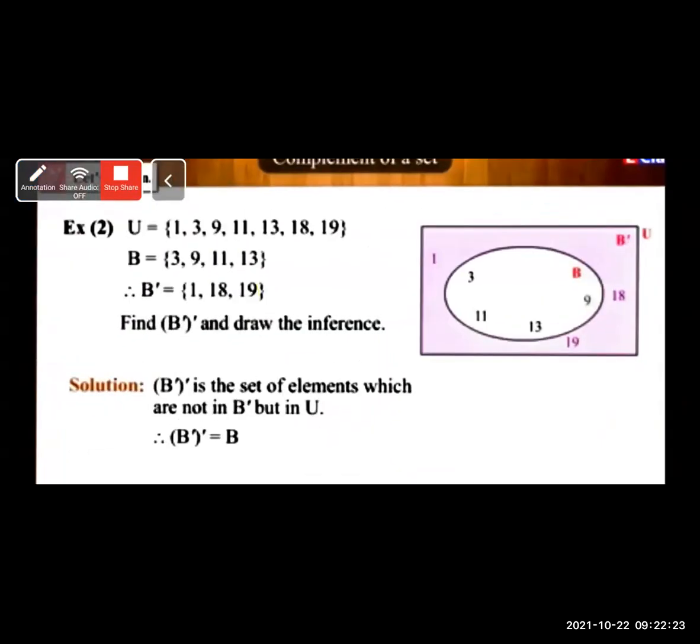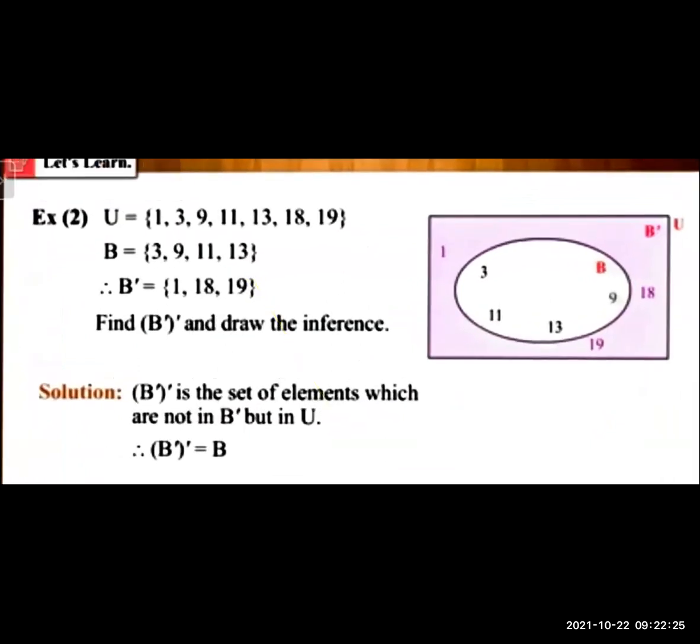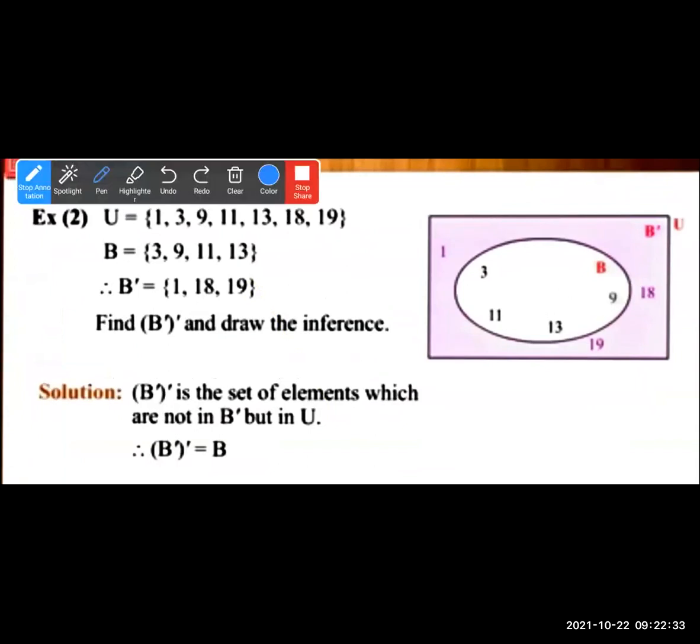Example 2: suppose U, the universal set, is equal to 1, 3, 9, 11, 13, 18, 19. In set B, 3, 9, 11, 13 is present here. You can see here 3, 9, 11, 13 is mentioned in the Venn diagram. After reducing 3, 9, 11 and 13, what is remaining here? 1, 18 and 19. You can write on the outer part of the oval but in the rectangle. So B complement is 1, 18 and 19.